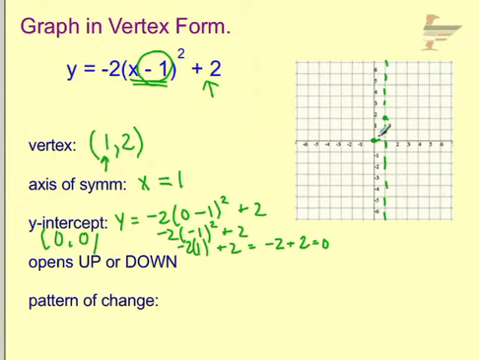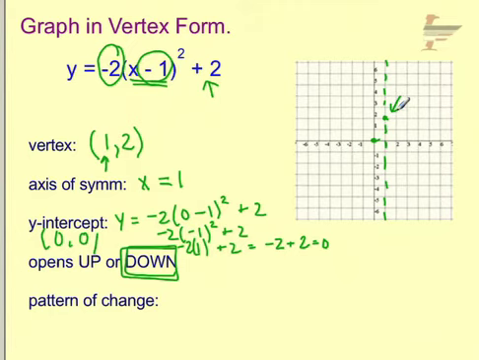Is it opening up or down? Again, we look at that a value, which is showing a -2 because it's negative. That's telling me it's opening down. And my graph confirms that. I have the vertex up here at 1, 2, and then the other point I see is below it. So everything's matching up.